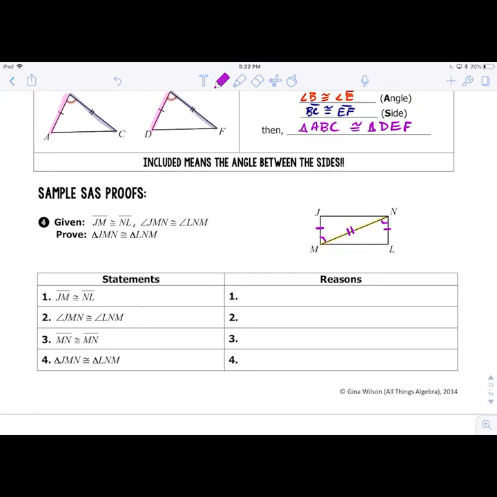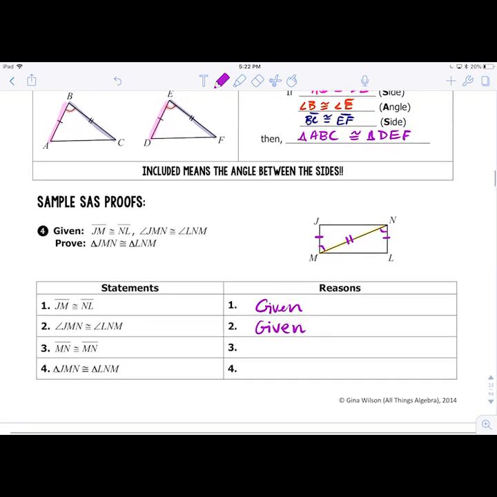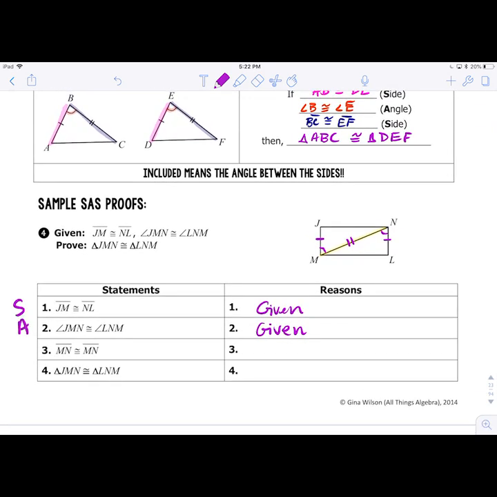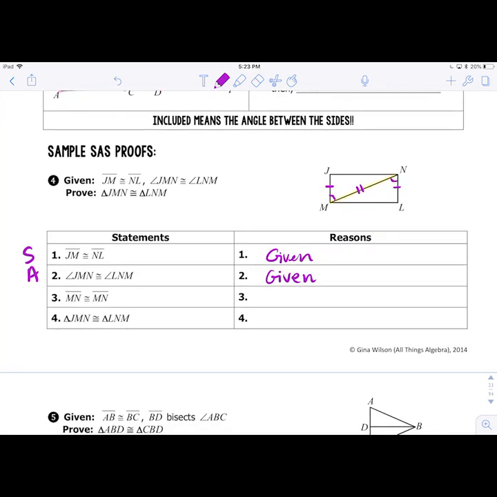All right, so let's work on this proof. The first two are given. So that's a side, an angle. The next thing we say is that MN is congruent to itself. That's the reflexive property. And MN is a side, so we have SAS. And that's going to fill in our reasons for why the triangles are congruent. SAS.